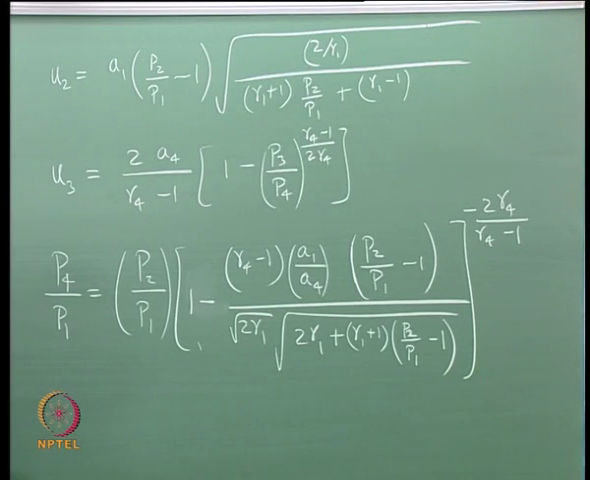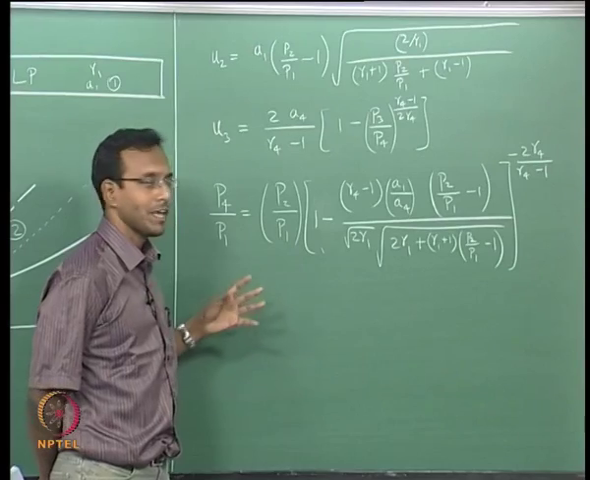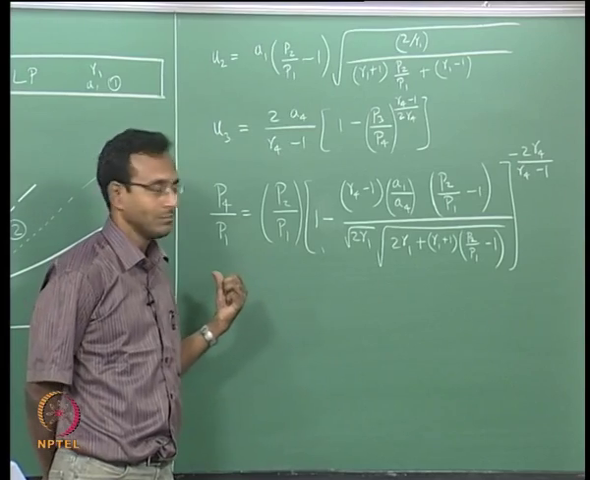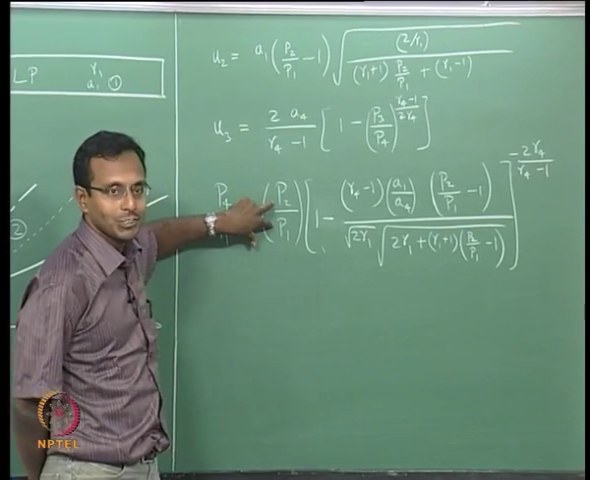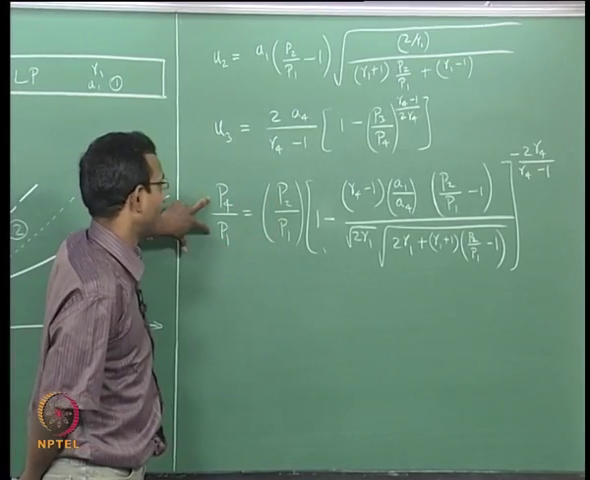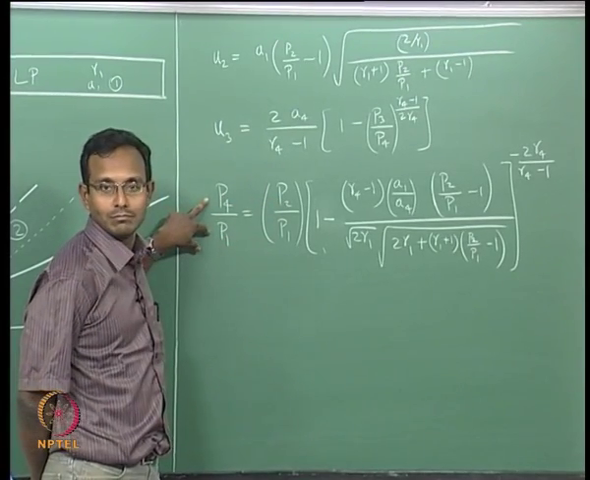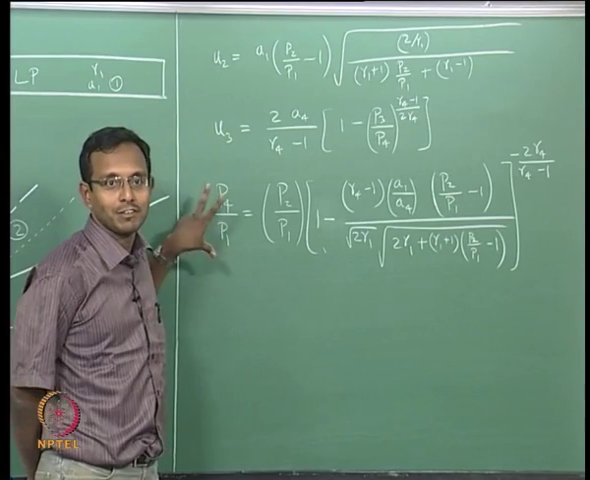Now I have P4 by P1 in terms of P2 by P1. The way I want to look at this expression is, for a given gamma 4 and gamma 1 and A1 and A4, that is, I pick the gases 1 and 4. If I want a particular P2 by P1 across the shock, then I have to choose this particular P4 by P1. That is the expression I am having here.